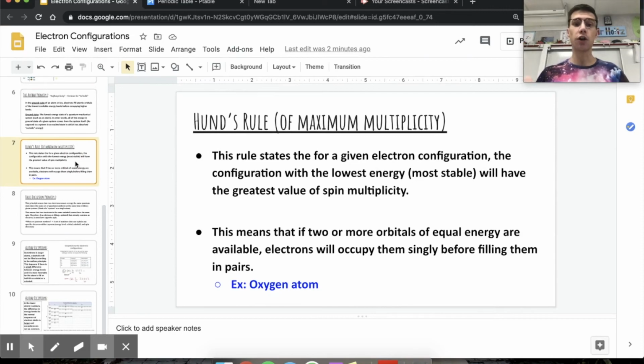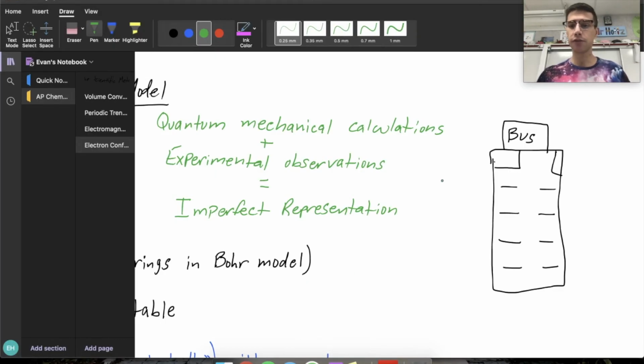So the next one is called Hund's rule of maximum multiplicity. This rule states that for a given electron configuration, the configuration with the lowest energy or the most stable configuration will have the greatest value of spin multiplicity, which really doesn't mean anything to us because we haven't started filling these in. But this means that if two or more orbitals of equal energy are available, the electrons will occupy them singly before filling them in pairs. Now, this is kind of confusing until we look at an example, but the way that I like to think about this as a concept is just like if you're getting on a bus, okay?